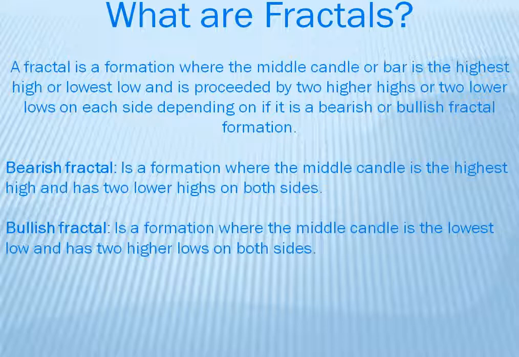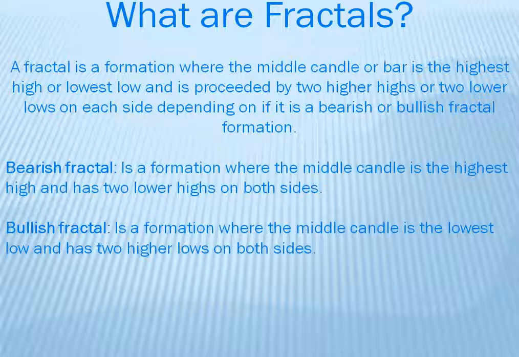But basically, a fractal is a formation where the middle candle or bar is the highest high or lowest low, and it's preceded by two lower highs or two higher lows on each side, depending on if it's a bearish or bullish fractal formation. So the bearish fractal formation is a formation where the middle candle is the highest high and has two lower highs on both sides. The highest high is going to be by the wick, not by the close. So you're going to see the high wick, and then the next candle's wick cannot go higher than that middle candle, and then the next one after that can't go higher, and then the one prior to that has to be lower also, and then the one next to that lower.